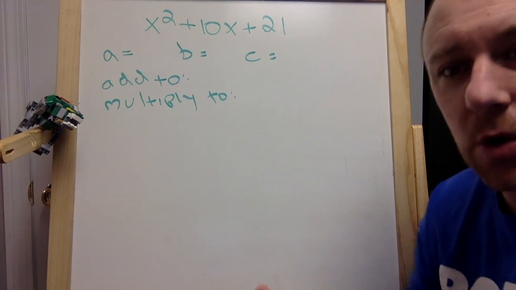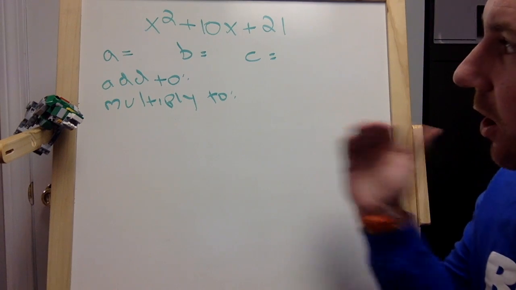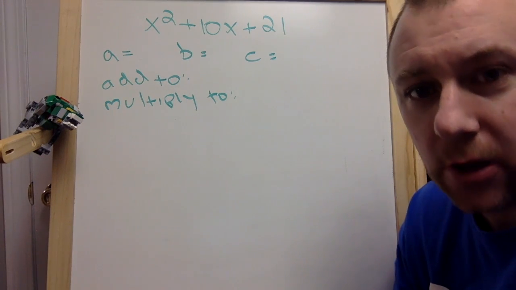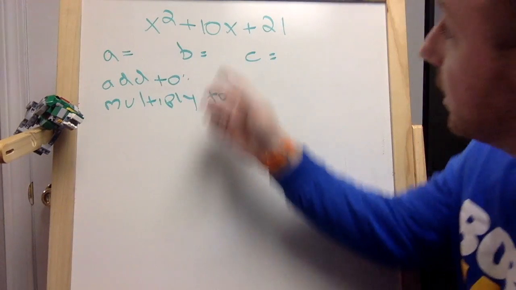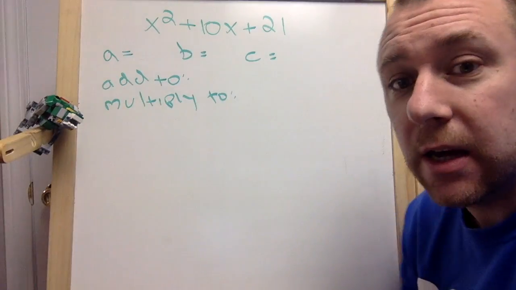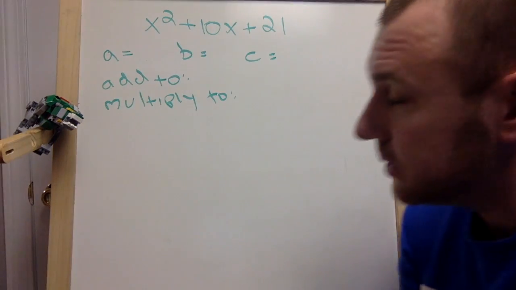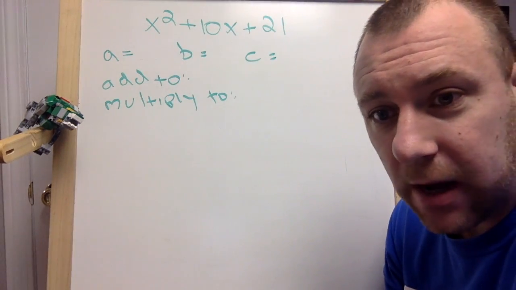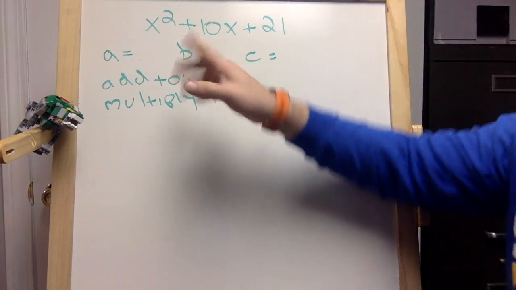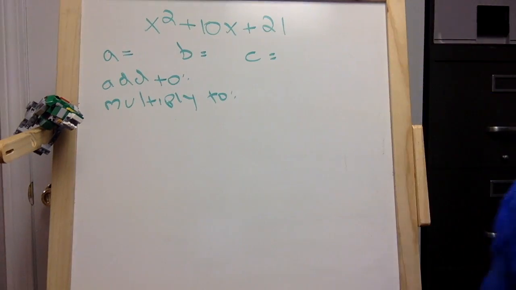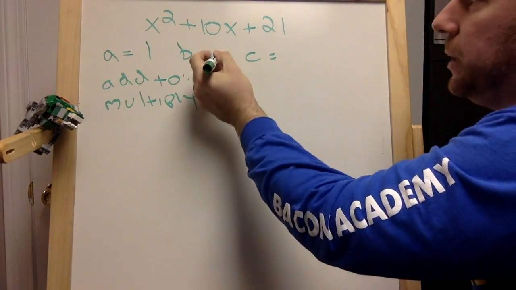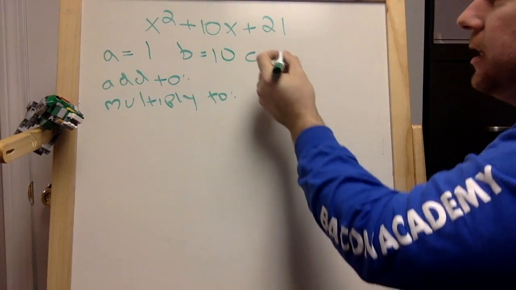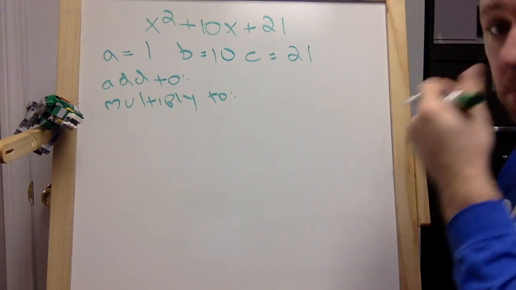Hello and welcome back. So this is all about factoring trinomials. So quadratic trinomials specifically. Quadratic because we're dealing with x squared here, and trinomials because we have three terms. So the first step that we have to do always is to locate what the a, b, and the c are. So the a in this case is 1, the b is 10, and the c is 21.